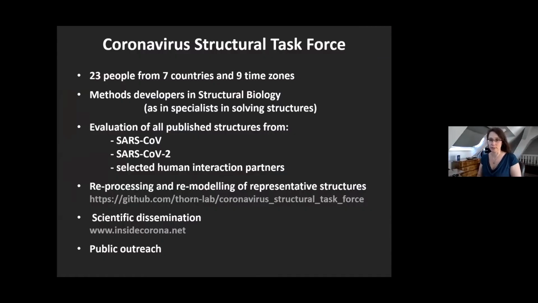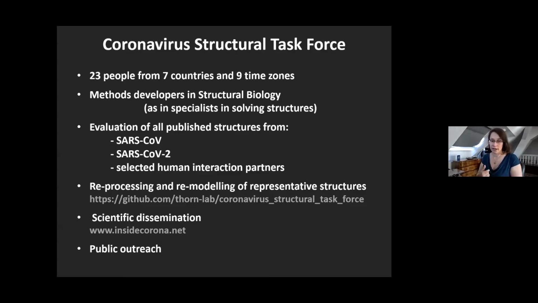Now, most of us are methods developers in structural biology, except the web designer and the media designer. And that means as methods developers, we are uniquely suited to this task because we are specialists in solving structures and expert users of our own software. We are also relatively confident to point out, say, chemical or usage errors in software and in modeling, or processing problems in the data processing, because we must be more familiar with the methods than other people, because we develop them.